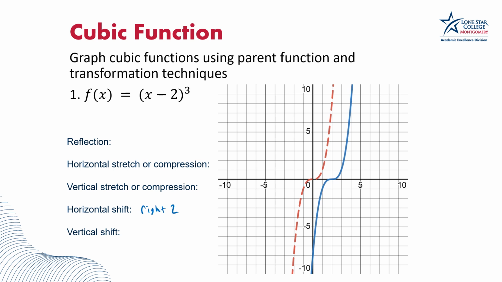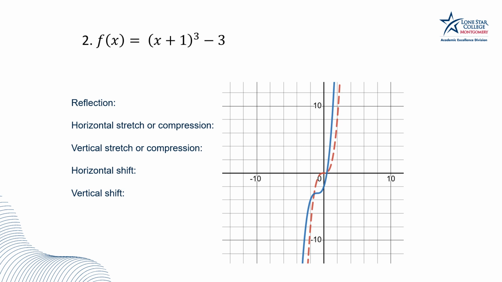So all it does is it shifts the whole graph to the right 2, as seen on that blue graph right there. So the same rules of transformation that apply to the quadratic will apply to the cubic as well. Same as it goes for this function, f(x) = (x + 1)³ − 3.